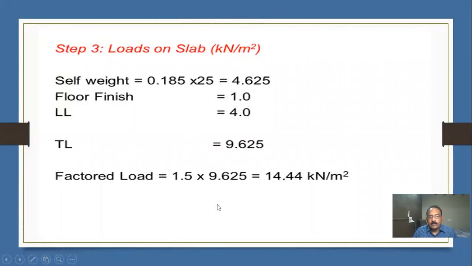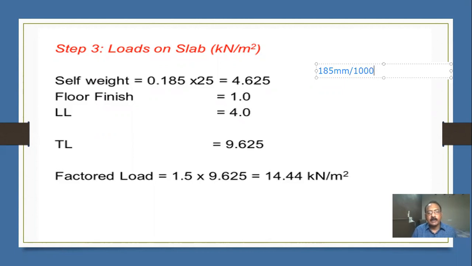Here, whenever you see 185 mm, you always have to convert it into meters by dividing by 1000.